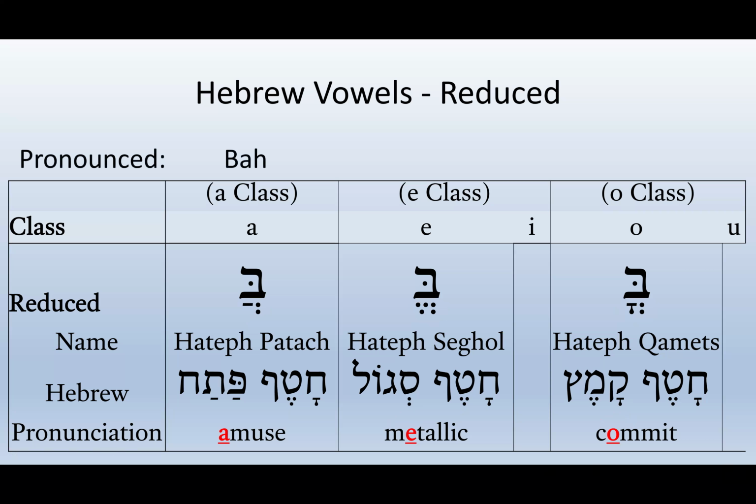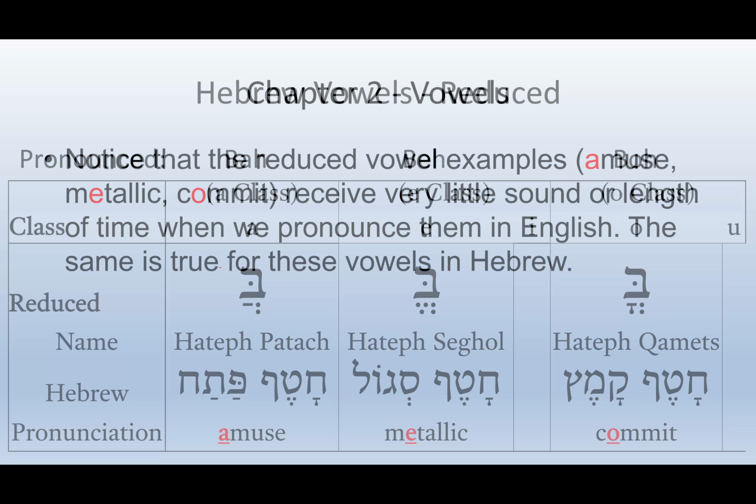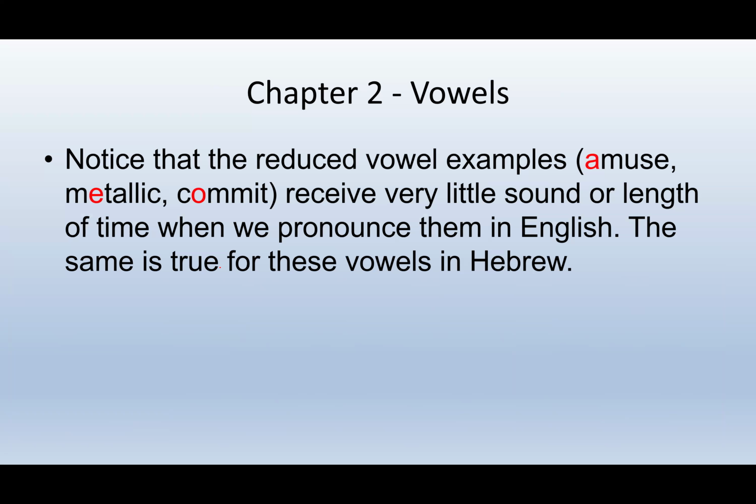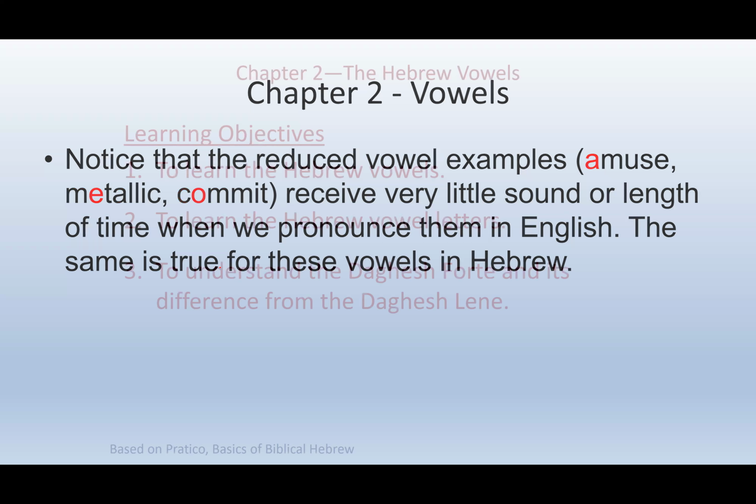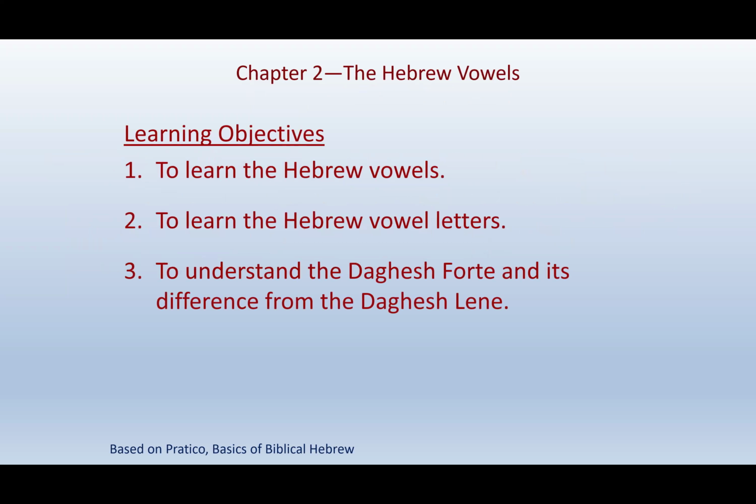All right. So this is still going to be pronounced ba, and the next one's be, and the next one's bo. Those don't really change much from what they were on the other. Again, it's the difference not in the sound, it's in the length. And I already talked about this, that we give those vowels a very short length of time when we pronounce them in English. The same is true for the vowels in Hebrew. So that's the Hebrew vowels.